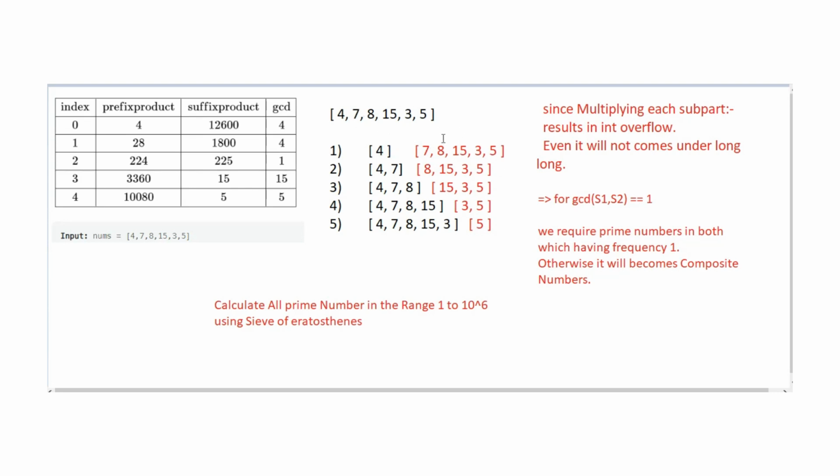When we multiply, we get 12600 in the right part and 4 in the left part. But when we take the GCD of these, we get 4, not 1. From this example, I will tell you what intuition must come to your mind: to make the GCD of both subparts equal to 1, we require unique prime numbers.